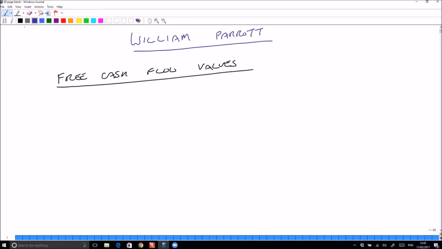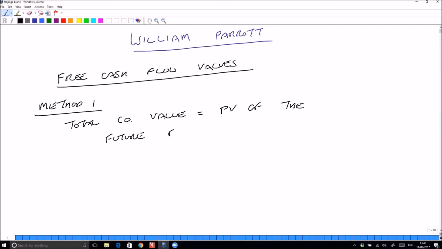There's a couple of ways about it, and let's first of all deal with what I'll call method one. And this is probably the most common method, both in reality and in your exam. And what do we say? We say the total company value equals the present value of the future free cash flows discounted at the WACC.